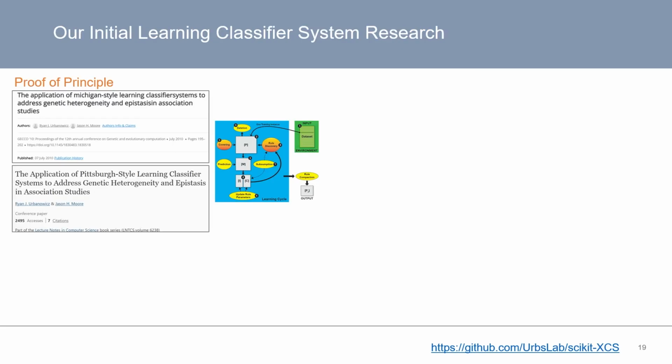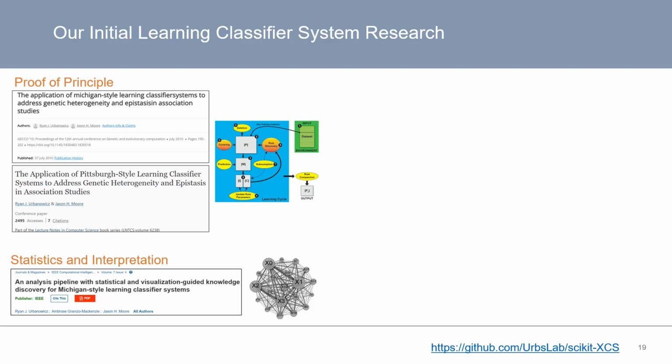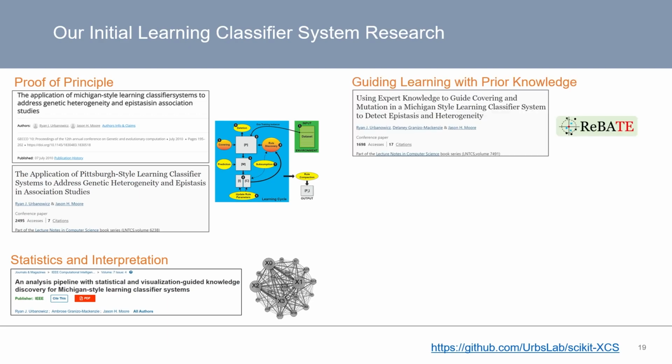Some of my early research aimed at demonstrating their efficacy at detecting complex biomedical patterns as a proof of principle. Later, we developed strategies for statistical analysis and interpretation of the rule sets that are trained by these algorithms. Further work looked at how we could take existing expert knowledge, either from the biomedical domain or from prior statistical analysis, and use this knowledge to guide the rule-based machine learning such that it could more optimally detect these complex patterns. In this work, we showed how feature importance estimates being generated by our interaction-sensitive feature selection method in ReBATE could accelerate learning in a rule-based machine learning algorithm.